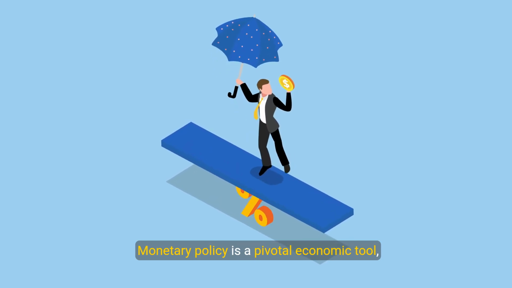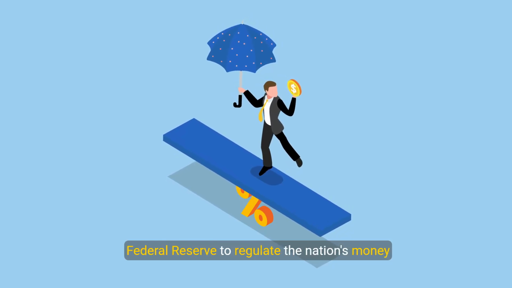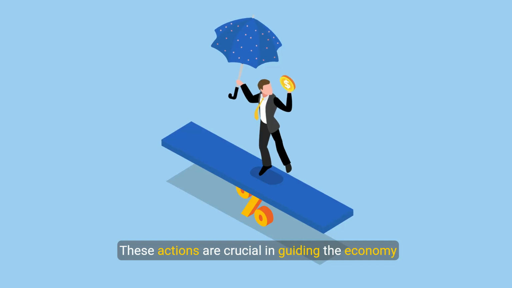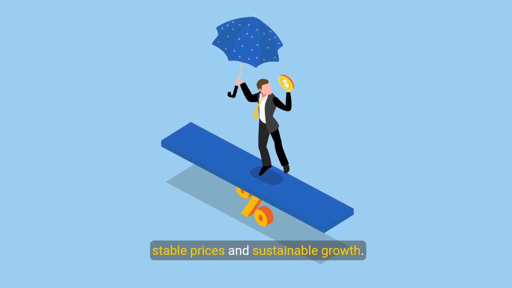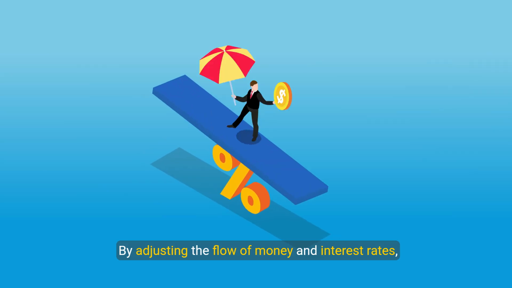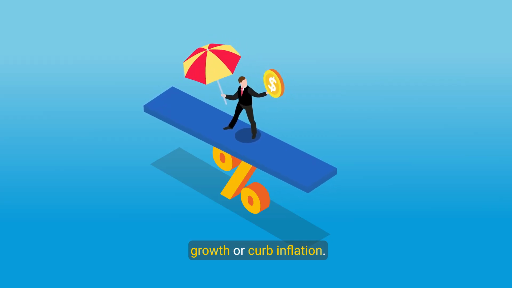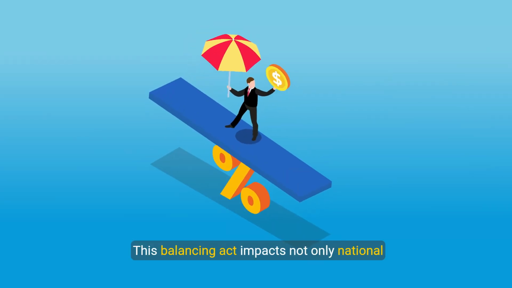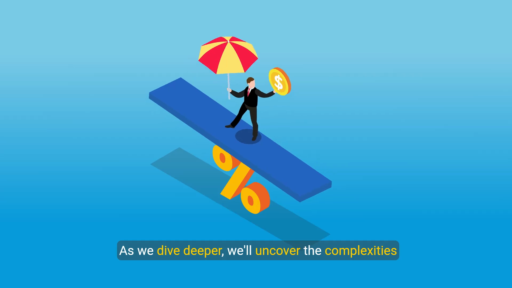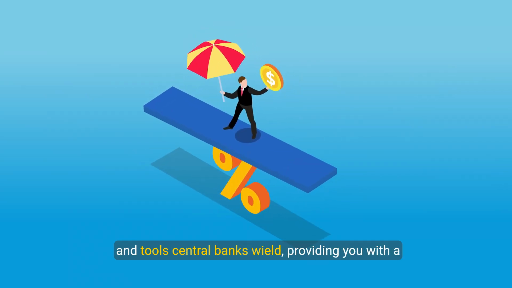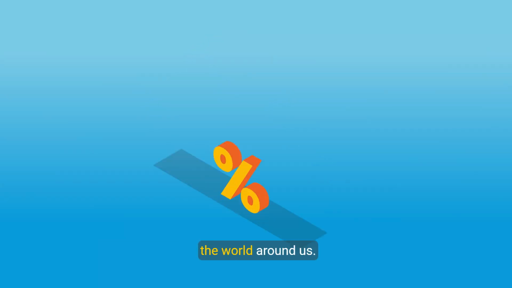Monetary policy is a pivotal economic tool, meticulously managed by central banks like the Federal Reserve to regulate the nation's money supply and interest rates. These actions are crucial in guiding the economy toward essential macroeconomic objectives, such as stable prices and sustainable growth. By adjusting the flow of money and interest rates, central banks aim to either stimulate economic growth or curb inflation. This balancing act impacts not only national economies, but also sets the tone for global financial stability. As we dive deeper, we'll uncover the complexities and tools central banks wield, providing you with a nuanced understanding of how monetary policy shapes the world around us.